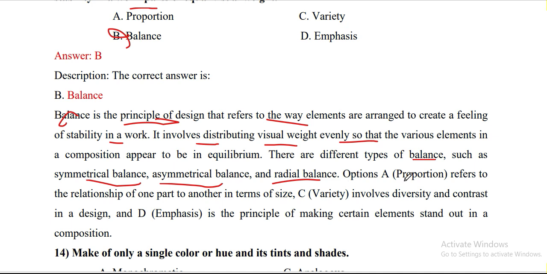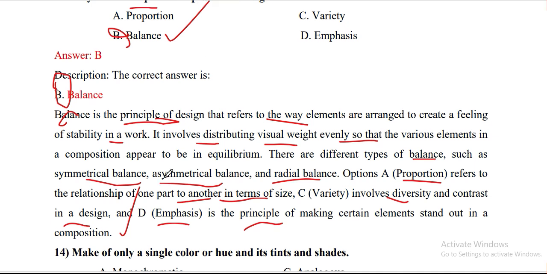Option A, proportion, refers to the relationship of one part to another in terms of size. Variety involves diversity and contrast in design. D. Emphasis is the principle of making certain elements stand out in a composition. So the best answer for this question is balance.